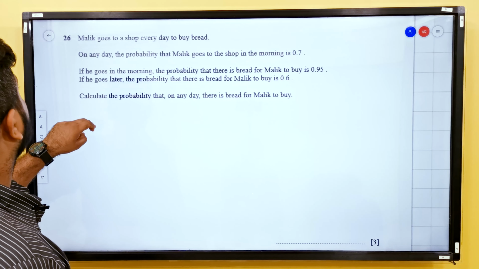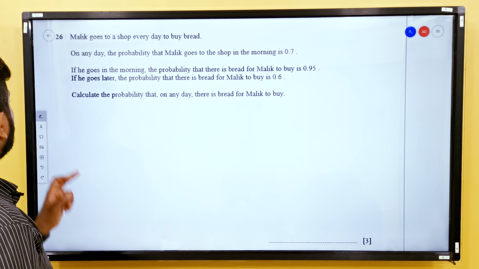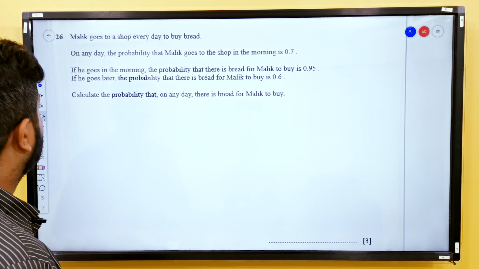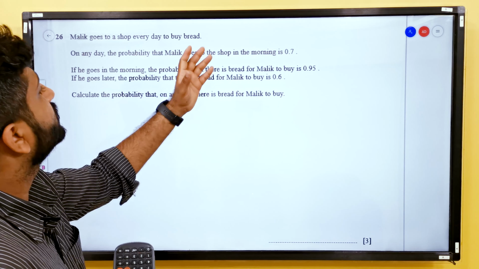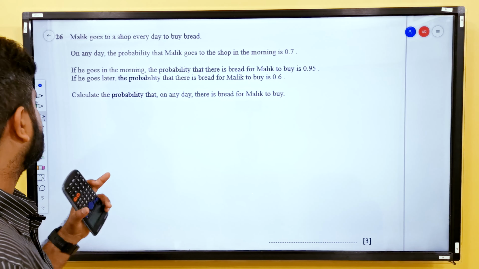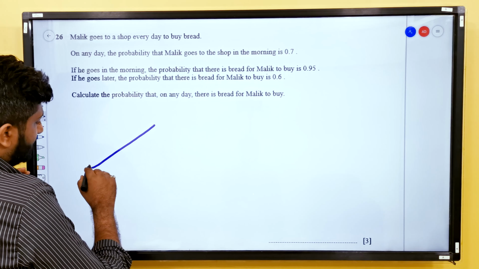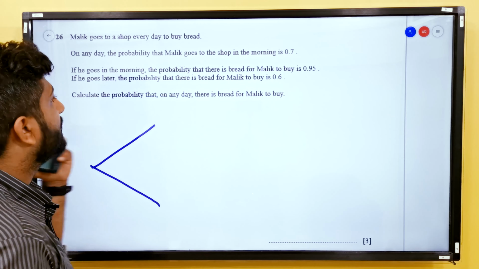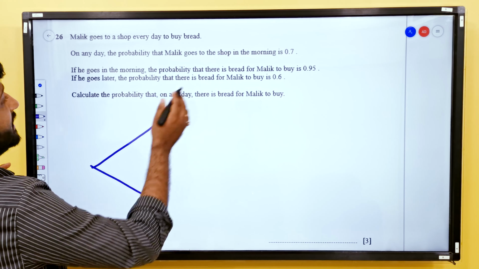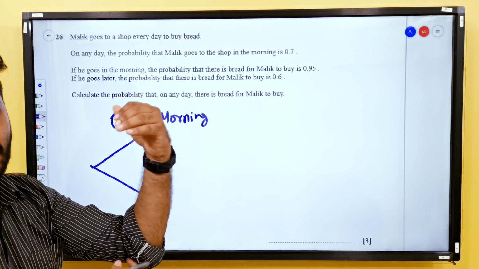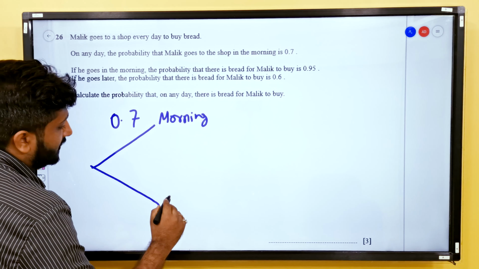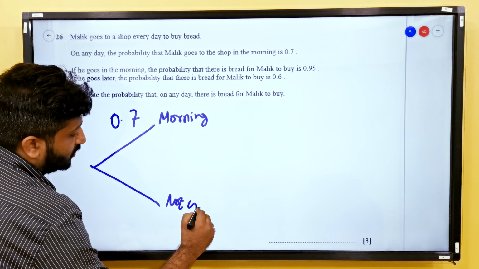Next question. Malik goes to a shop every day to buy bread. On any day, the probability that Malik goes to the shop in the morning is 0.7. I am just breaking the question into multiple parts. The probability that Malik goes to the shop in the morning is 0.7. Then the probability of not going in the morning is going to be 0.3.